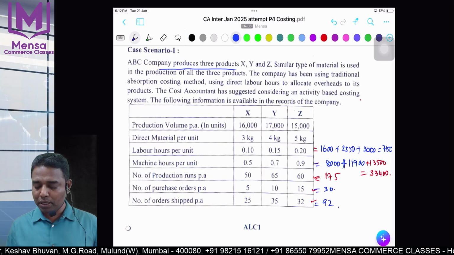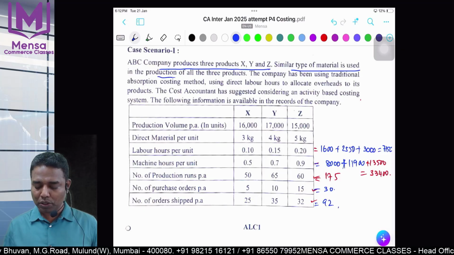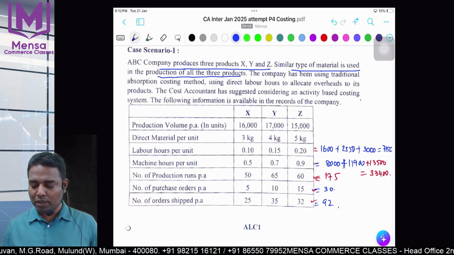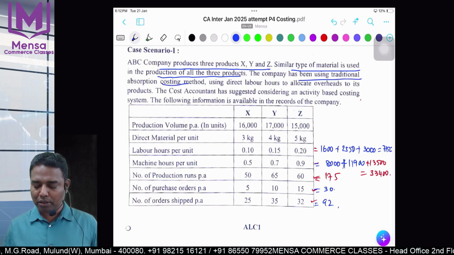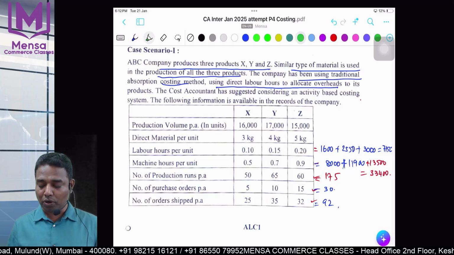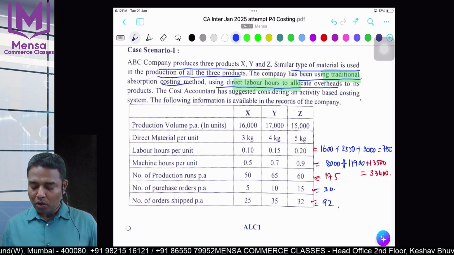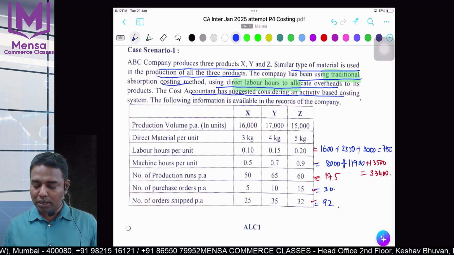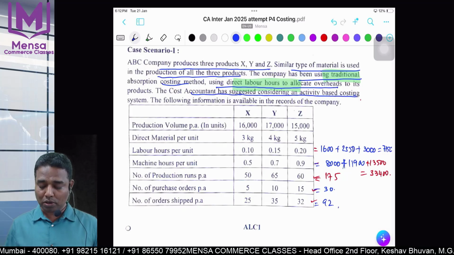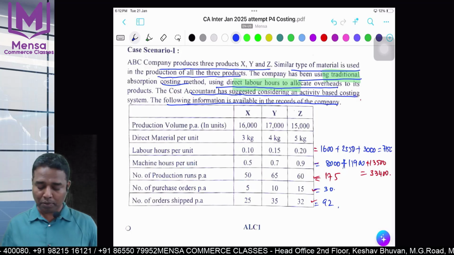ABC produces 3 products, X, Y, Z. Similar type of material is used in production of all 3 products. Company is using the traditional method, using direct labor hours to allocate the overheads. Means for the traditional method, they are using direct labor hours. The cost accountant has suggested to consider ABC, that is activity based costing. The following information is available in the records of the company.